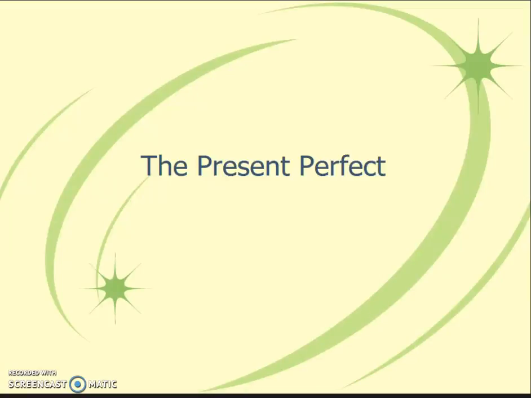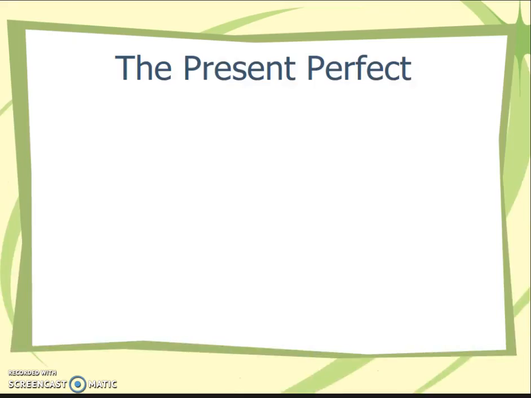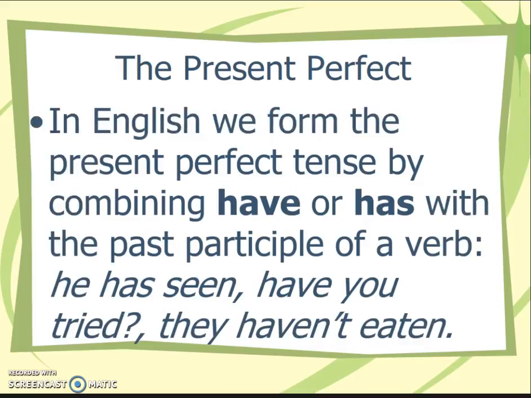Okay, so now we're going to talk about the present perfect. In English, we form the present perfect tense by combining have or has with the past participle of a verb. He has seen, have you tried, they have eaten.